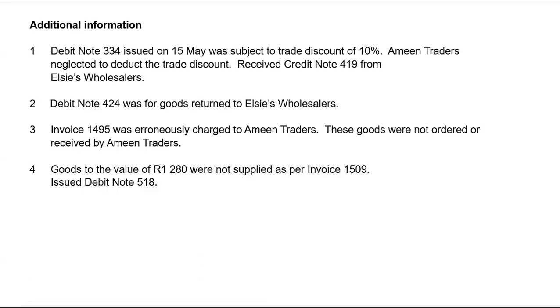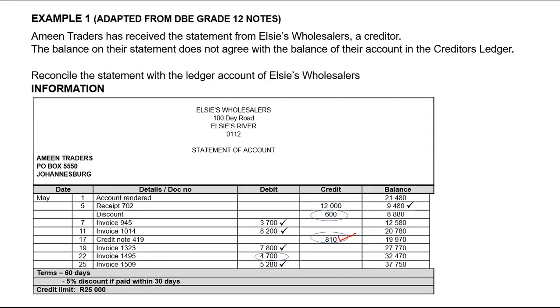Going back to additional information, invoice 1495 was erroneously charged to Amen traders. They charge us invoices when we buy goods on credit. So they debited our account by invoice 1495. These goods were not ordered or received by Amen. So they were not ordered by us, yet they debited our account. So let's go to the statement of account and look for that invoice. The invoice is invoice 1495, which happened on the 22nd. That 4,700. They debited our account with that 4,700, and we never ordered those goods and we never received them.